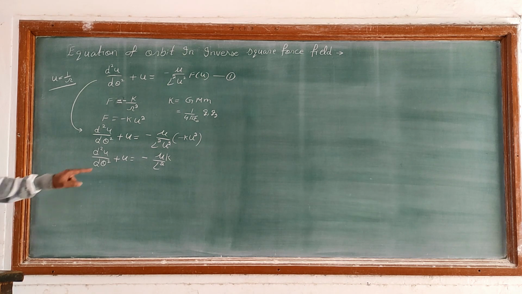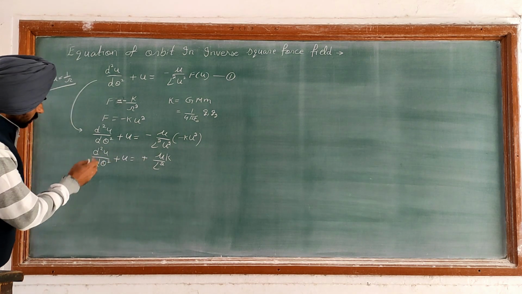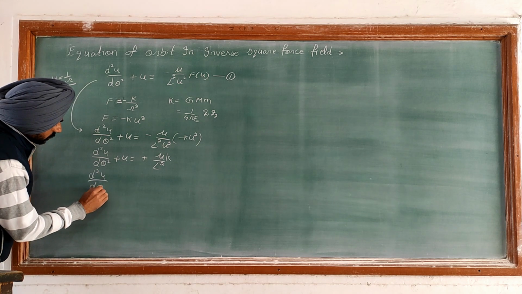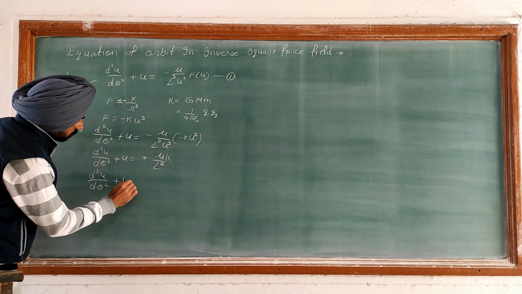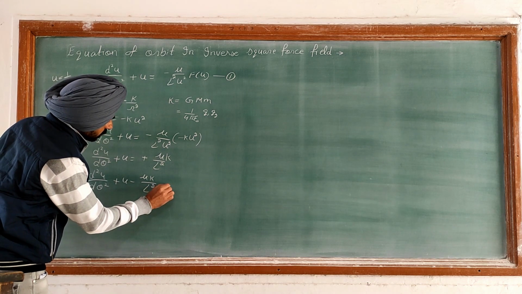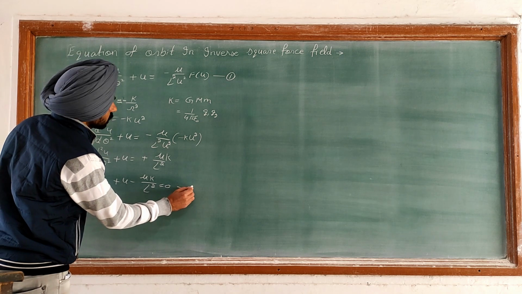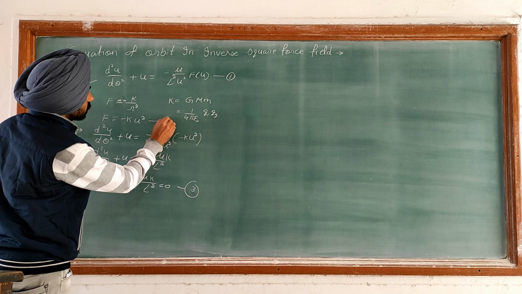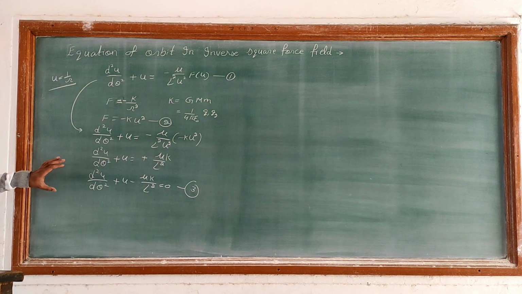Now, here it is plus, so we will rewrite it as d square u upon d theta square plus u minus mu k upon L square is equal to 0. Let it be equation number 3, and let the earlier one be equation number 2. Now we have to solve this expression, equation number 3.